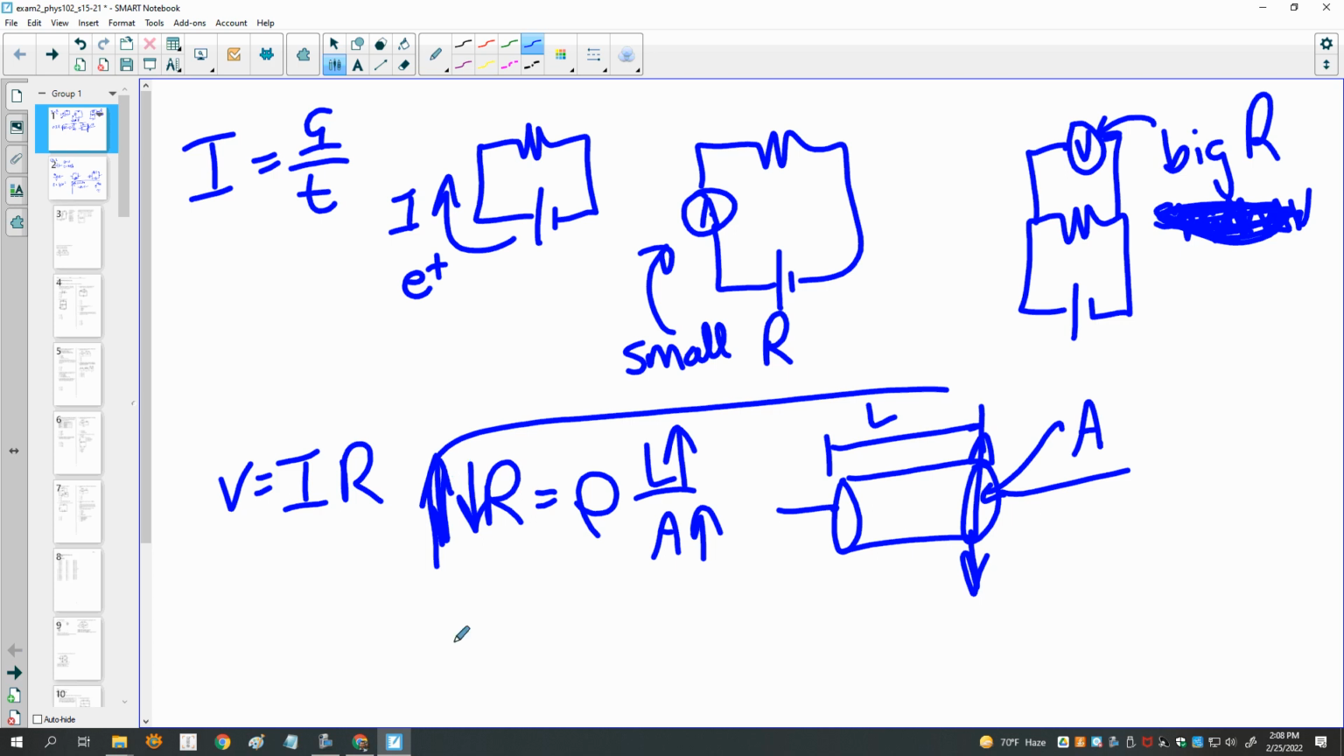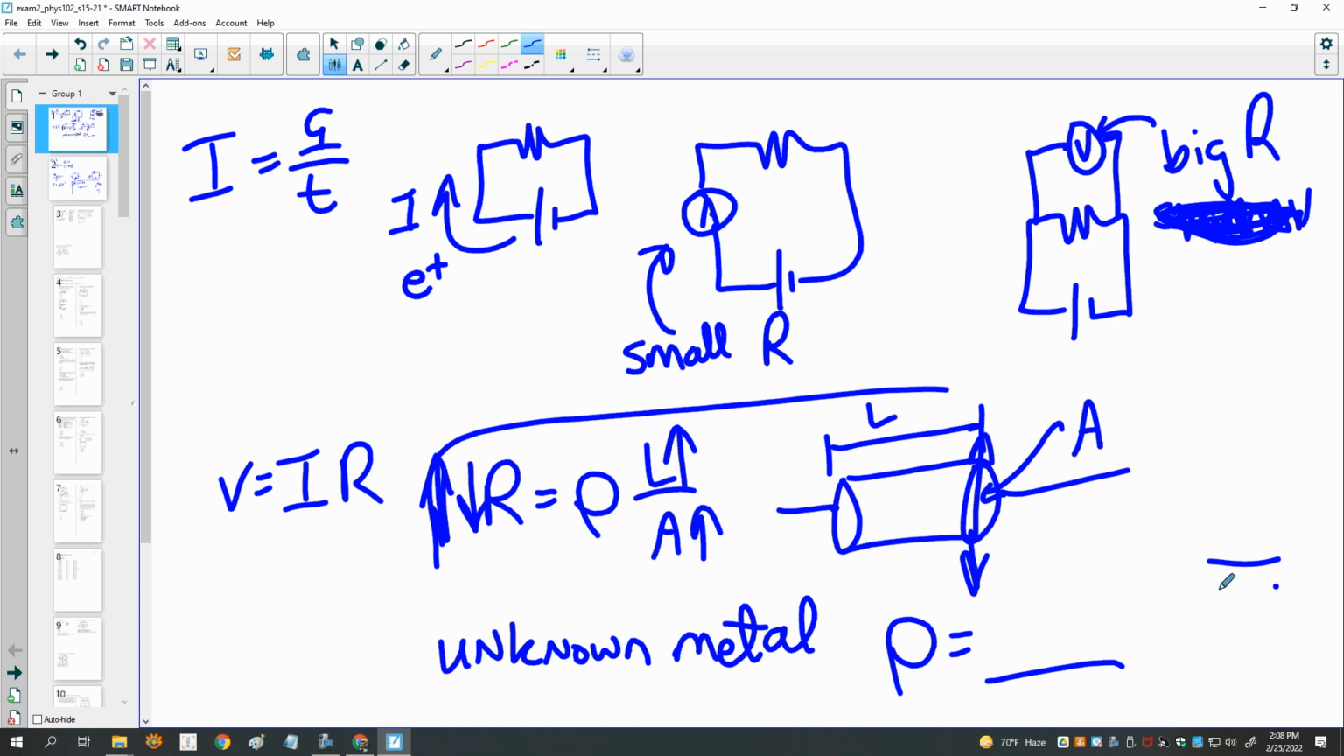We did do a thing where we have an unknown metal where you had to calculate what rho was, and then once you find rho, you take a table of data, and you can determine that unknown metal. It's a nice, easy way to calculate or determine what is an unknown metal.